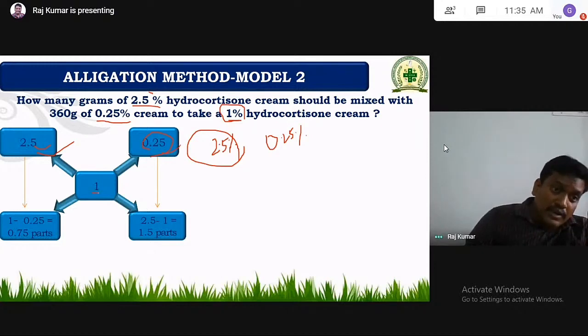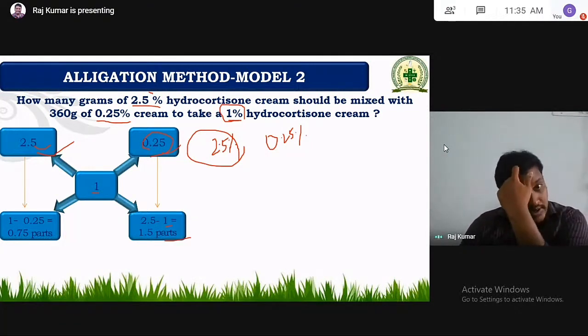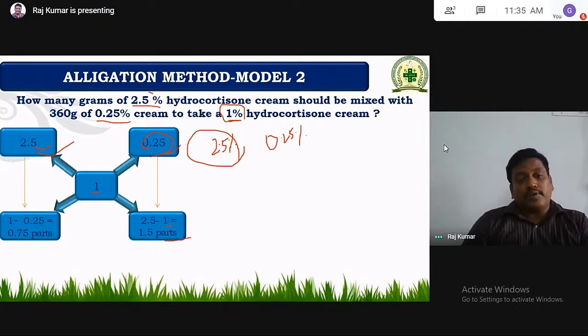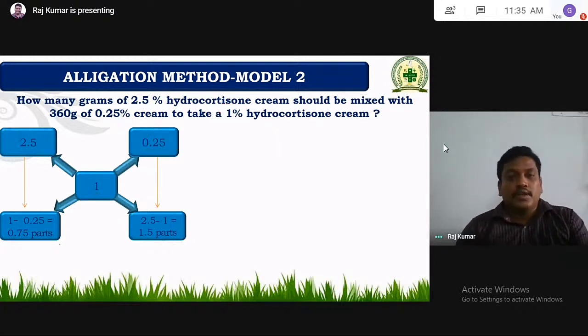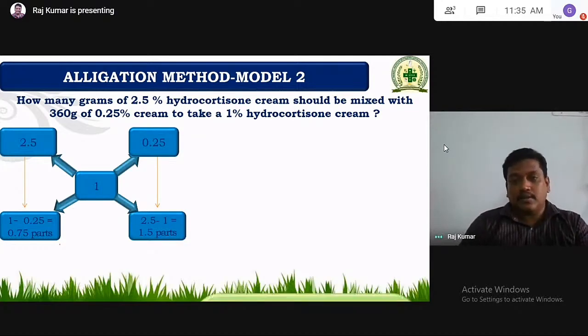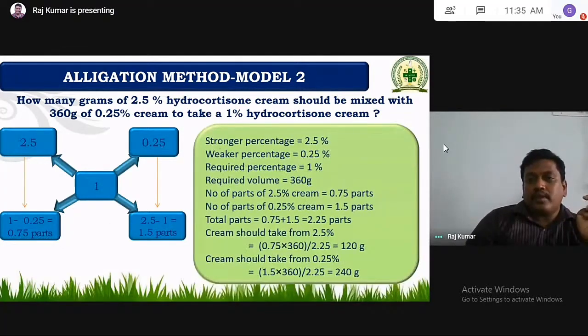So required will be 1. Then stronger minus required, you will get 1.5 parts. Then required minus weaker, you got 0.75 parts. So first, the stronger percentage is 2.5%. Weaker concentration is 0.25%. Required is 1. Required volume will be 360.